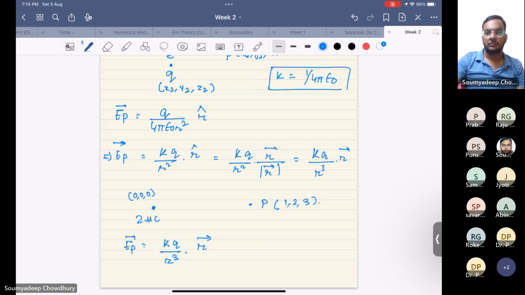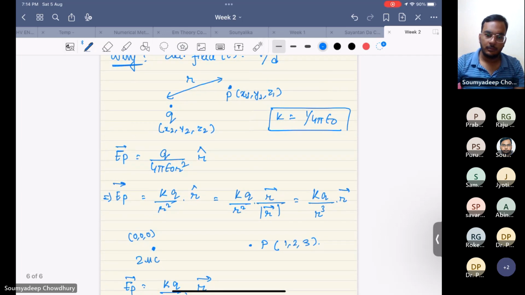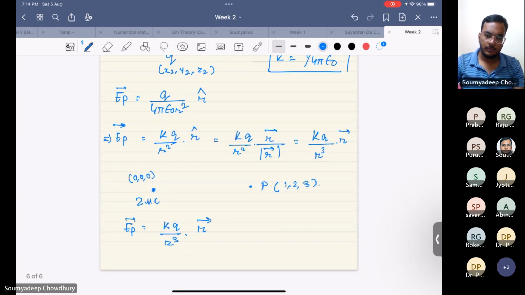The slide is not moving. No, it is not moving. Now, which screen are you seeing? Downside. Same, right? Just lift it up.